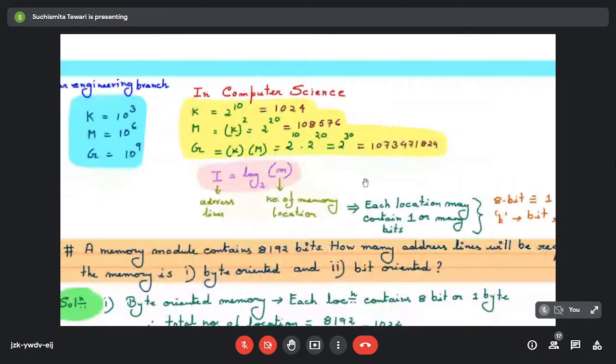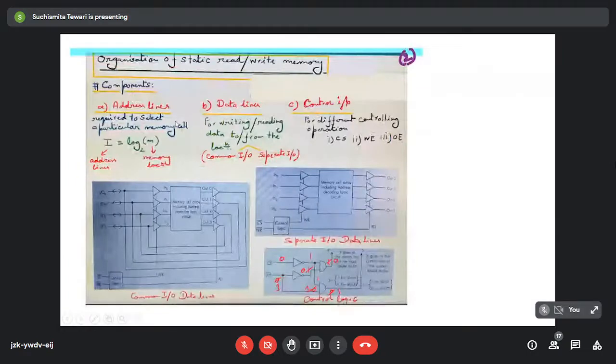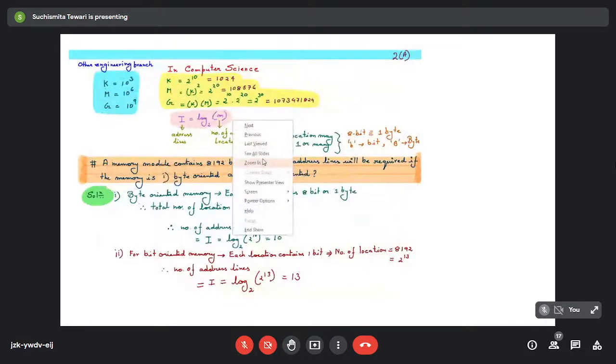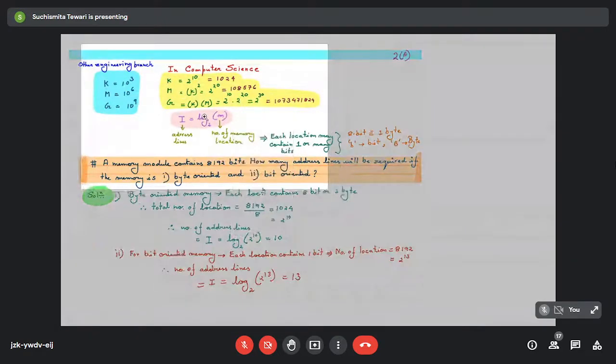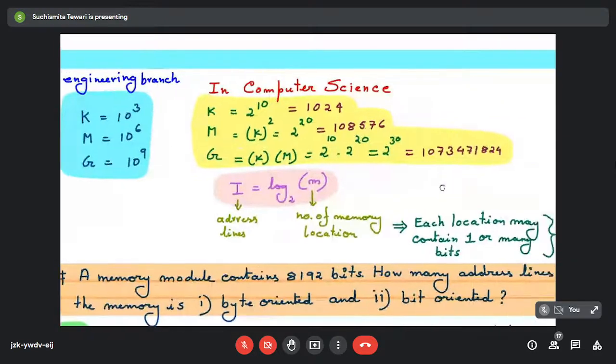Another thing from the previous slide is the address line. Here a relation is written. The address line is related to the memory location through this relation. That is, if I is the number of address lines and M is the number of memory locations, then I must be equal to log to the base 2 of M. That is exactly what is shown here.